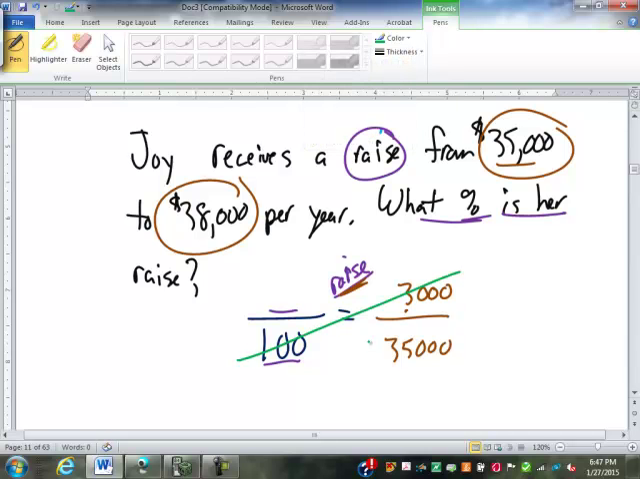So then 100 times 3,000 divided by 35,000 should be 8.5, 8.5714286 approximately. 8.57. It'll tell you to round to the nearest hundredth of a percent or tenth of a percent or whatever.